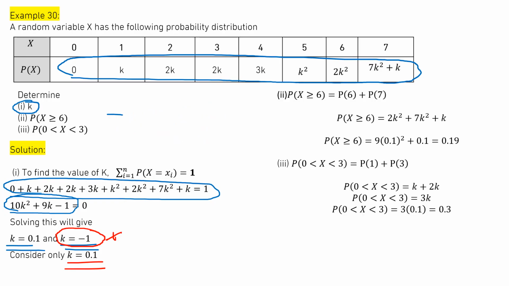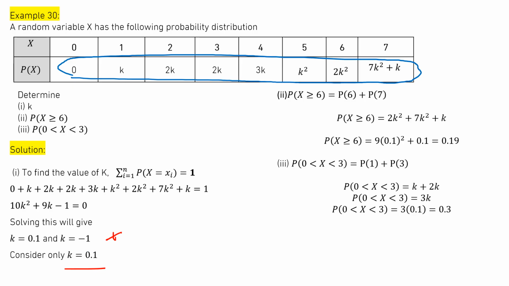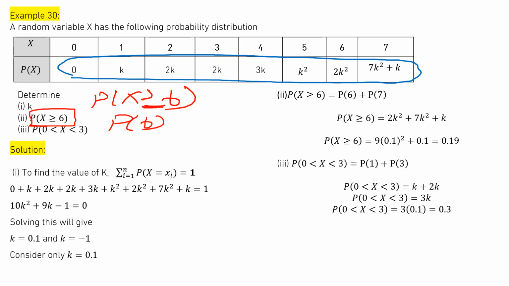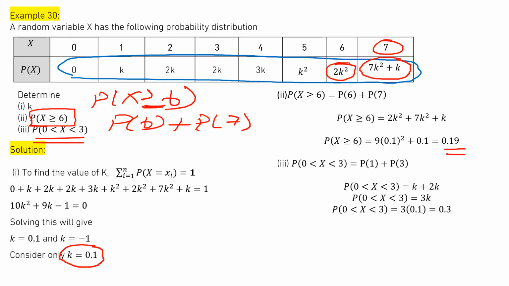Okay, what is the next question? The next question, we need to find the probability of x greater than or equal to 6. So what do you mean by x greater than or equal to 6? You have to start from 6 because they have given equal to. So P of 6, after 6 what do we have? 7. So P of 7. We need to add P of 6 plus P of 7. What is the P of 6 value? 2k². What is the P of 7 value? 7k² + k. If you add these two and replace k = 0.1, it will give you this answer.